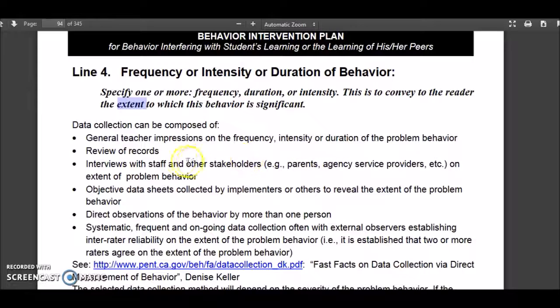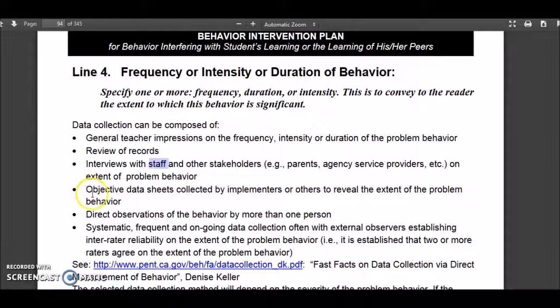But some ways you can collect data is just using general teacher impressions on the frequency, intensity, or duration. Sometimes you can also review the student records. So, for example, the student file may include information about how many times the student has been referred to the office for disciplinary reasons, or how many times the student has been suspended, or how many times the school had to call home in regards to a behavior. So this can be useful for this purpose as well. You can conduct interviews with staff members or people who work so closely with the students and who observed the behavior on more than one occasion.